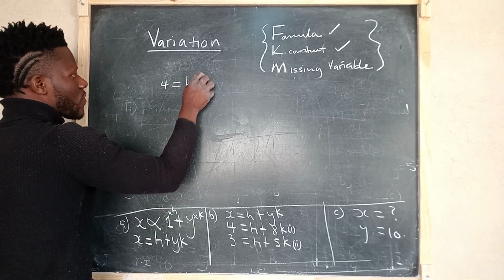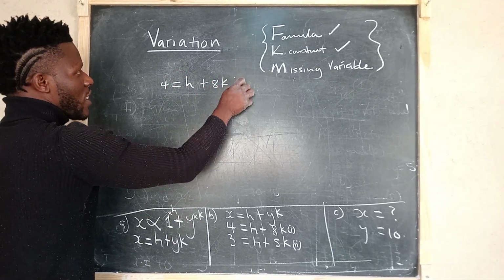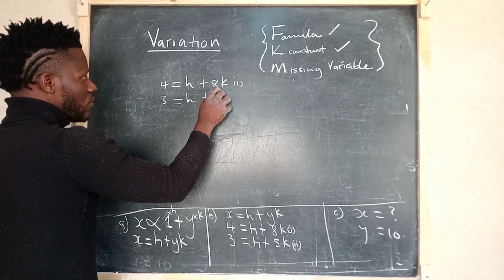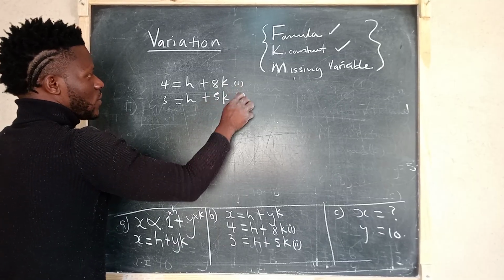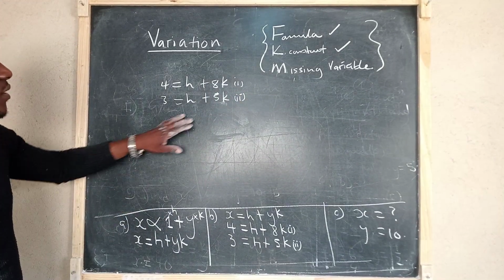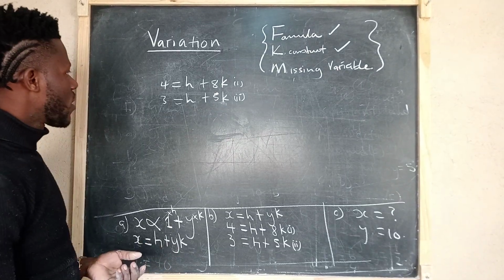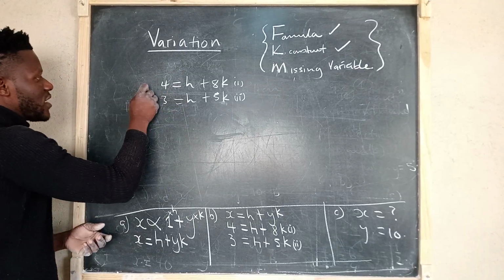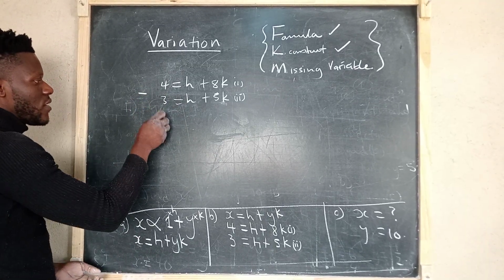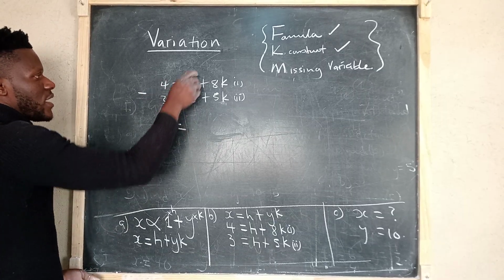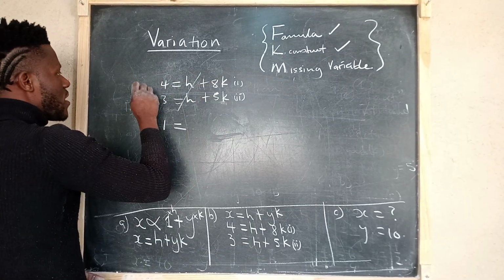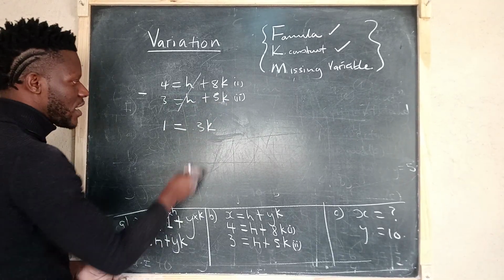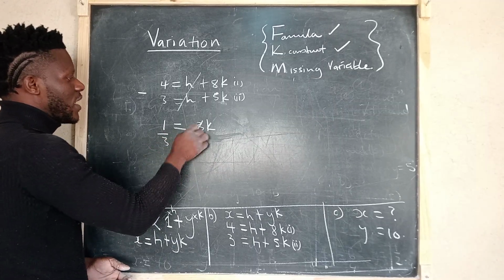to h plus 8k, that's equation 1. Then 3 equals to h plus 5k, that's equation 2. We can use elimination method, where since we already have h here with equal coefficients, so we start simply by subtraction. 4 minus 3, we get 1. h minus h, 0. 8k minus 5k, we get 3k. And we need to find the value of k, so we divide both sides by 3, like this.